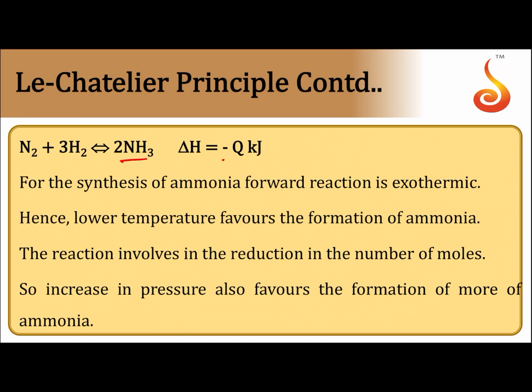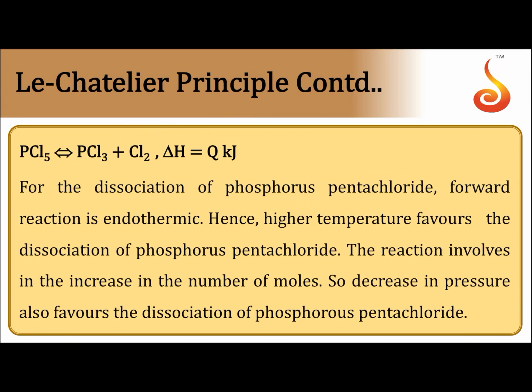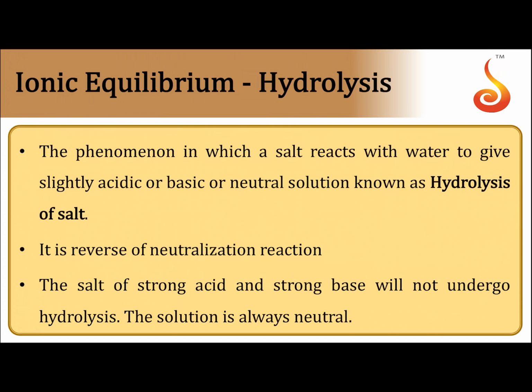Then the formation of ammonia is an exothermic reaction, and the number of moles is less on the product side. So higher pressure moves it in the forward direction, and lower temperature also moves it in the forward direction. Therefore, low temperature and high pressure favor the formation of ammonia. Then PCl5 formation: the reaction is plus Q, endothermic in nature, and the number of moles of reactant is less, so high pressure moves it in the backward direction. So higher temperature gives the forward direction, and higher pressure gives the backward direction. This is regarding the examples.